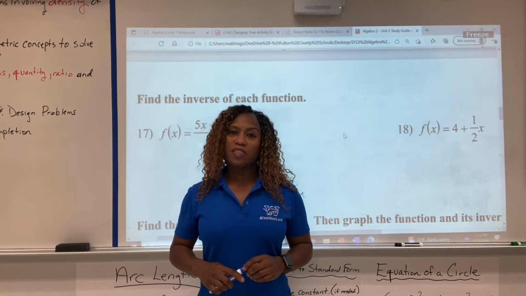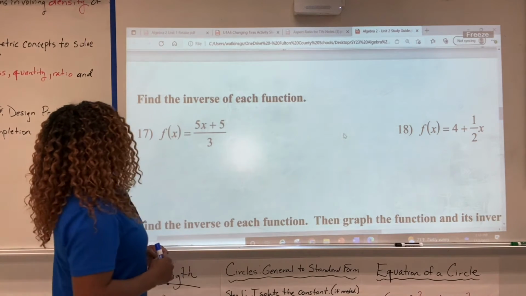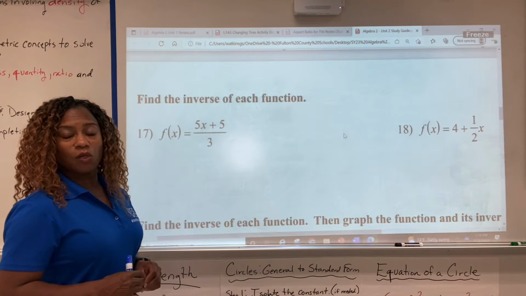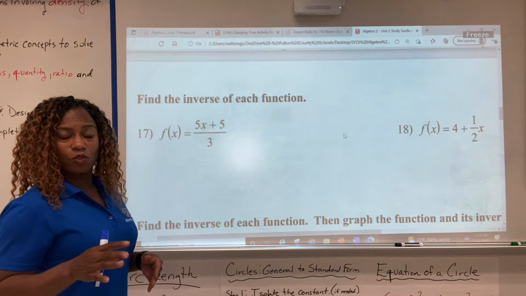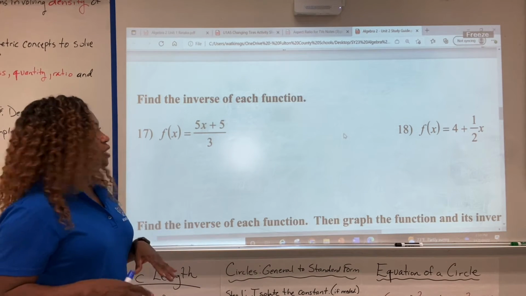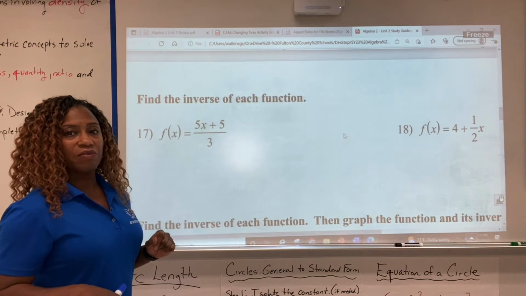Let's move on to number 17, problem number 17 of the study guide. This section is asking for inverses, so we're going to look at how we find the inverse of a function. And we've been discussing the 4 steps that it takes in order to go from a function to its inverse. So let's look at number 17, f of x is equal to (5x + 5) divided by 3.